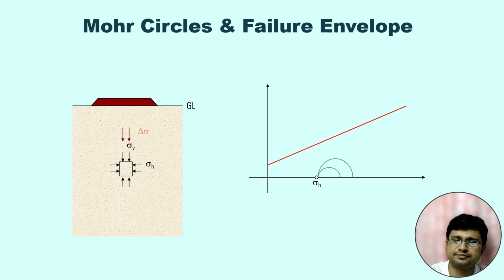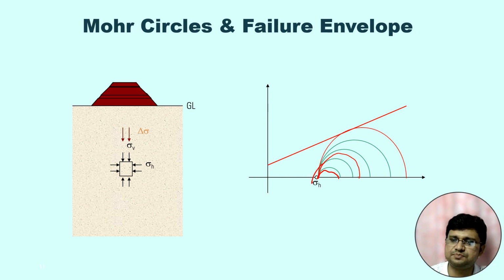Now if we start increasing the weight one by one, initially this is the Mohr circle. After we increase the stress, then this is the Mohr circle. If we keep increasing the weight one by one, then the Mohr circle will start shifting towards the right. And one particular time will come when the Mohr circle will touch the failure envelope. And when the Mohr circle touches the failure envelope, at that time there will be failure. So this is the condition of failure.